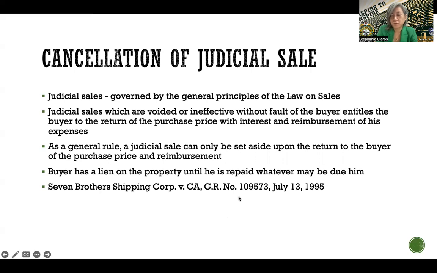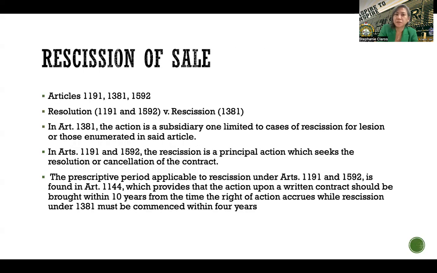So as a general rule, the judicial sale can only be set aside upon return to the buyer of the purchase price and reimbursement. The buyer in a judicial sale, which is a public auction, will have a lien on the property. And that's pursuant to the case of Seven Brothers Shipping versus Court of Appeals.